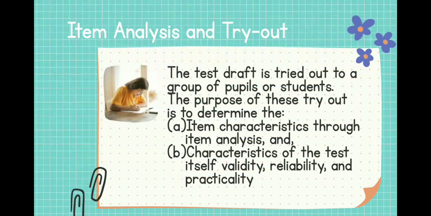Let us now proceed to the last step, which is item analysis and tryout. The test draft is tried out on a group of pupils or students. The purpose of this tryout is to determine the item characteristics through item analysis, and the characteristics of the test itself: validity, reliability, and practicality. Okay, so that is the last step, which is the item analysis and tryout.